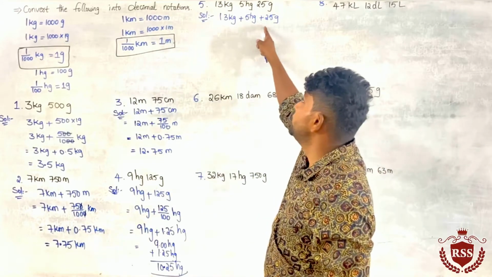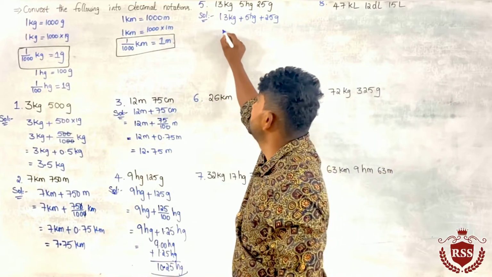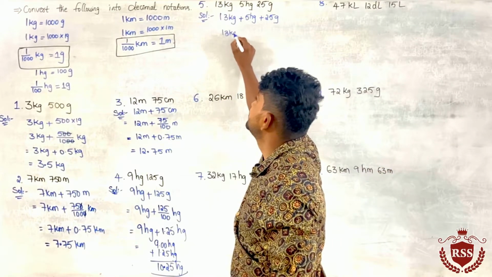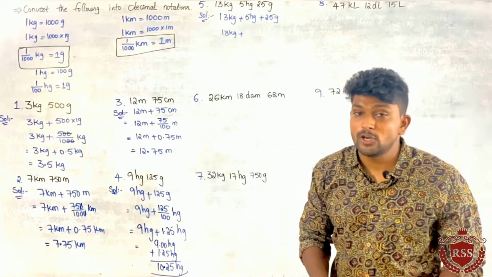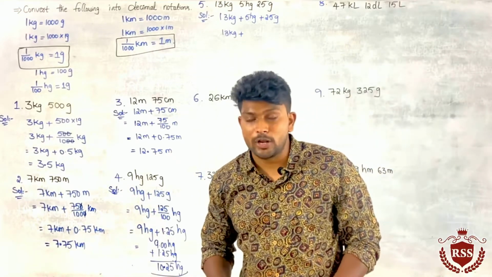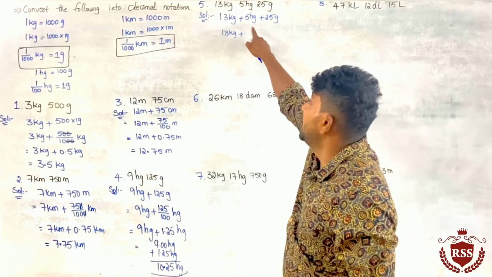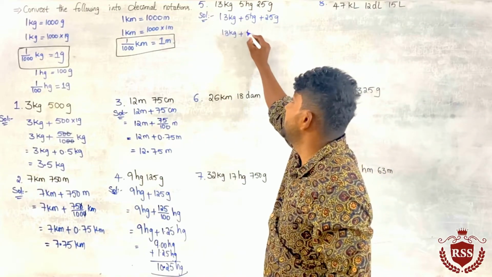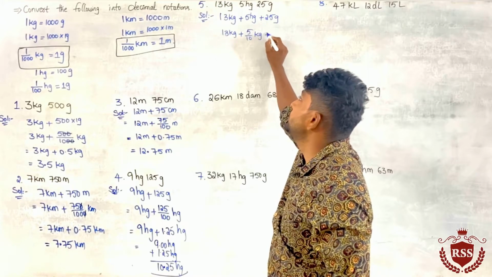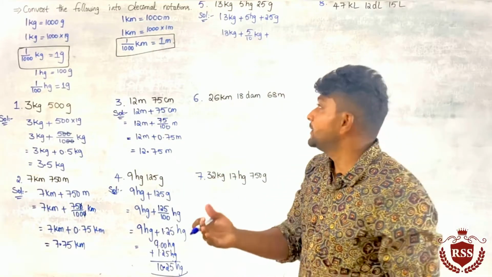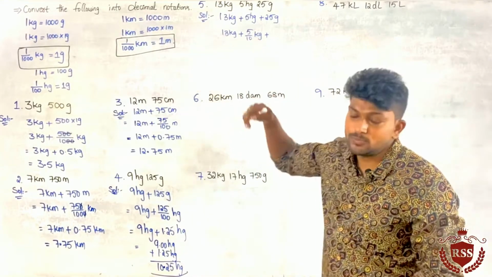So the remaining units will be converted into that only. So 13 kg plus 5 hectograms. For 1 kg, how many hectograms are there? 10 hectograms. So we have to divide hectograms by 10. So it will be 5 by 10 kg. It will be converted into kg. What is the value of that unit in terms of kilograms? That will be divided here. That's what we have to do here.